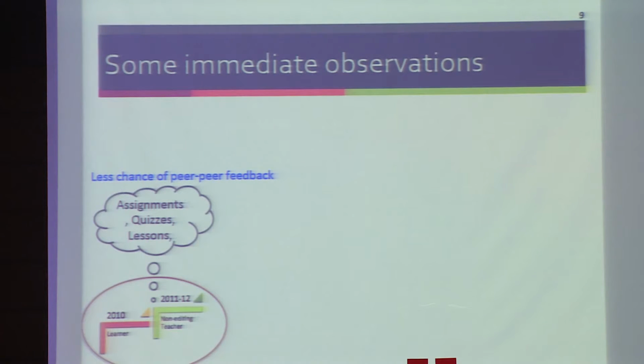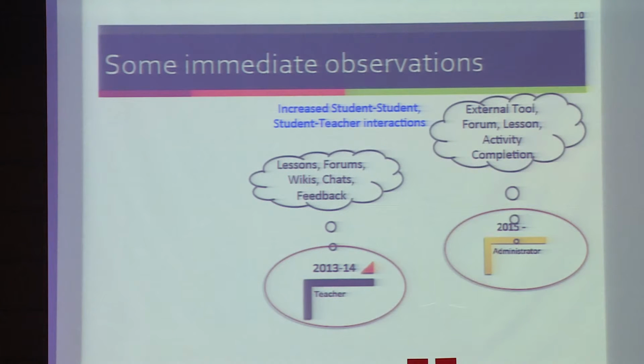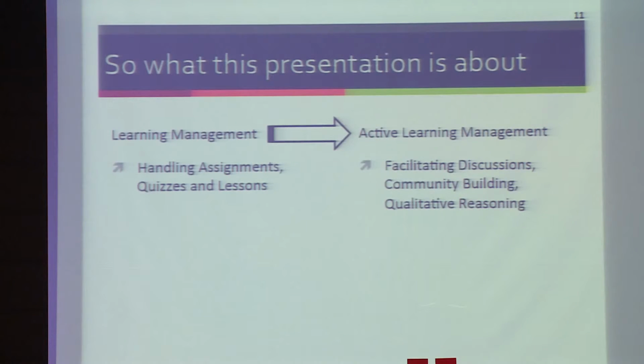When you use these standard modules, which Martin pointed out in the lower strata, there is less chance of peer-to-peer feedback, typically in assignments, quizzes, things like that. But when you start using the core activity modules, which really have the social constructivist pedagogy, you see that there are more peer interactions, more useful information, more constructive information being shared within the group. So this is what I call going from just learning management, as a teacher, towards active learning management.